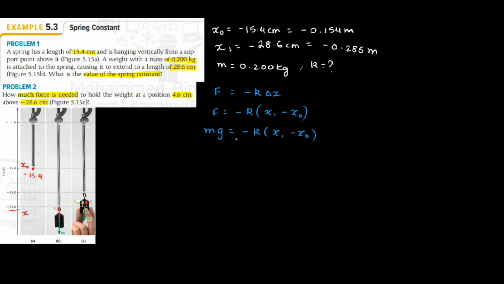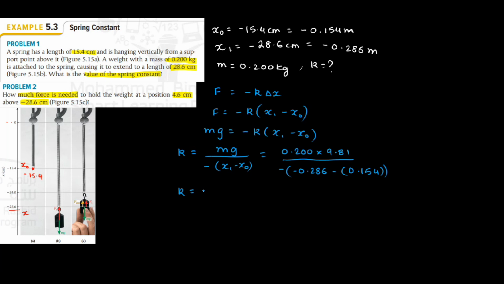Let's rearrange the terms to solve for k. I will divide by x1 minus x0 here. So we can write k equals m g over negative x1 minus x0. Let's substitute the values. Mass of the object is 0.2, g is 9.81, over negative, x1 is negative 0.286 minus negative 0.154. And when you solve this, you get your k as 14.386 Newton per meter.